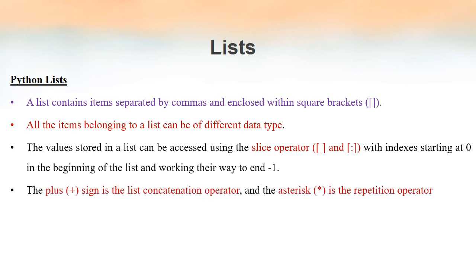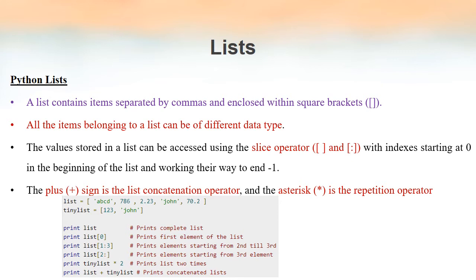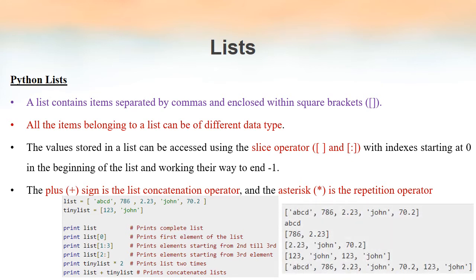And if you want to combine two or more lists, we have to use the plus operator, which is used for concatenation. And if you want to repeat a list several number of times, we can use the asterisk symbol. All these operations are shown in the following example. And when we execute this example, we will get the corresponding output like this.